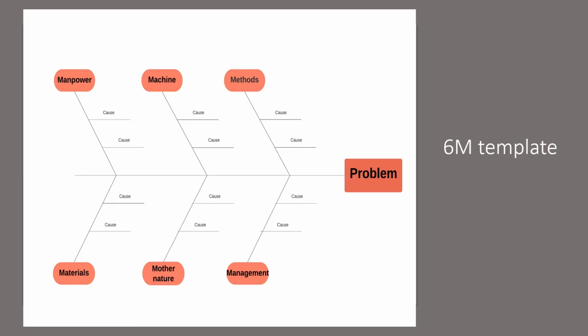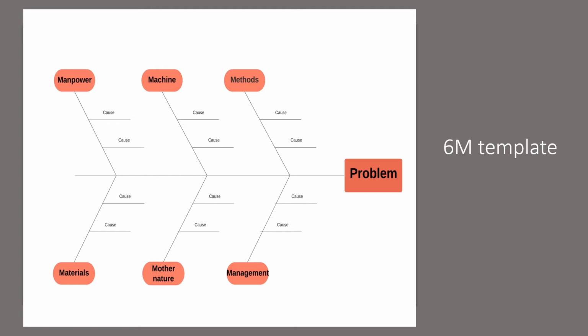Now, let us have a look at the 6M template. As you can see, it is a very simple template. The problem is still at the head of the diagram. We have 6 major groups of causes. Each of them is starting with an M letter: manpower, machine, methods, materials, Mother Nature, and management.